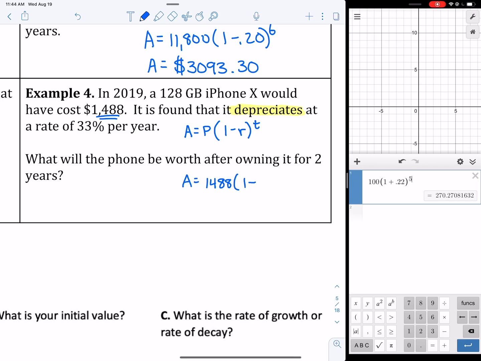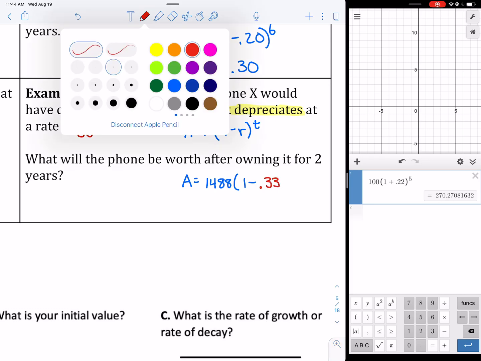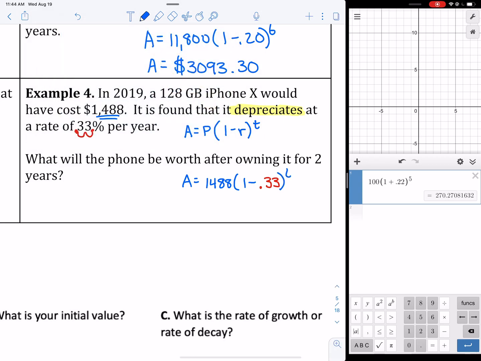Let's calculate what the rate would be as a decimal. So 33%, just move your decimal over 2 places to the left. So that would be 0.33. And then again, let's write the model of our situation first. So just leave T and leave the A. It's like your X and your Y are still there, but we're just writing them with different letters today.